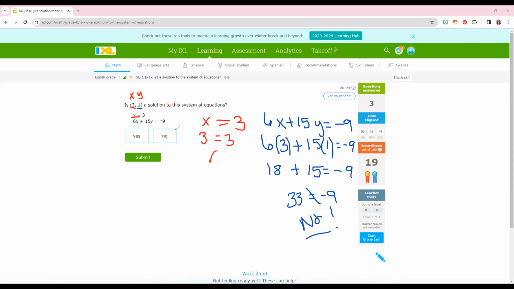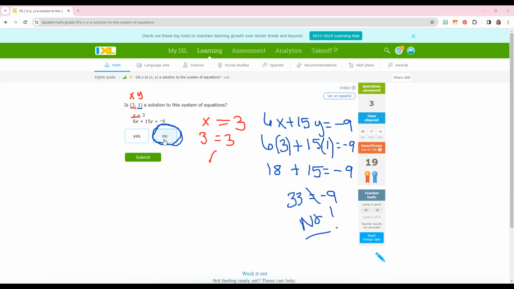So that means even though it worked for the first one, since it didn't work for our second equation, our answer is no. So that is a possibility that can happen too. It can work for the first one, but since it didn't work for the second one, it's not a solution to both. It is not an answer. So the choice that you would select is no.